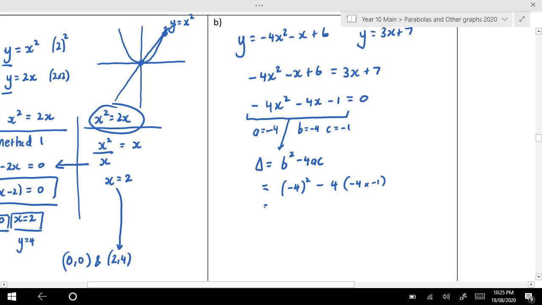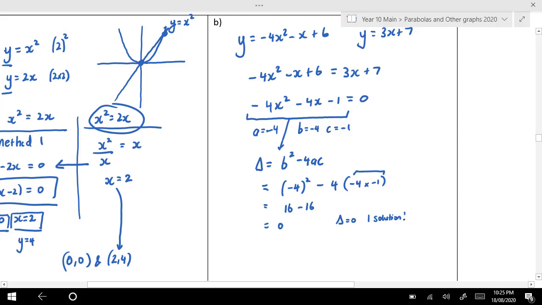Now, negative 4 squared is 16. And then this is going to be positive 4 times negative 4, which is minus 16. Look at that, the discriminant is equal to 0 like it should be. Because if the discriminant is equal to 0, then that means there is one solution. So we've got to find that one solution.